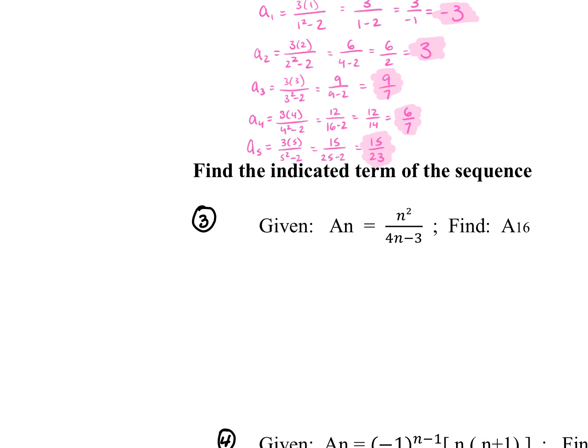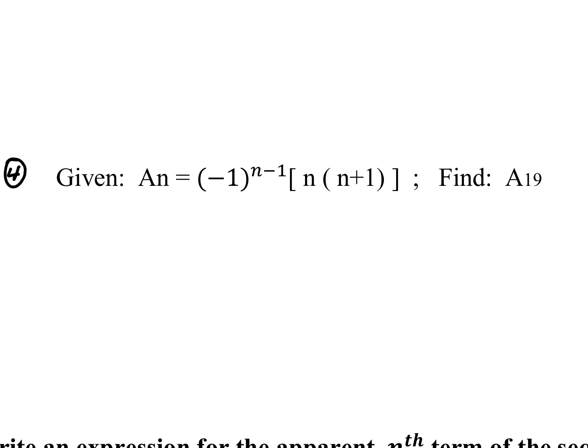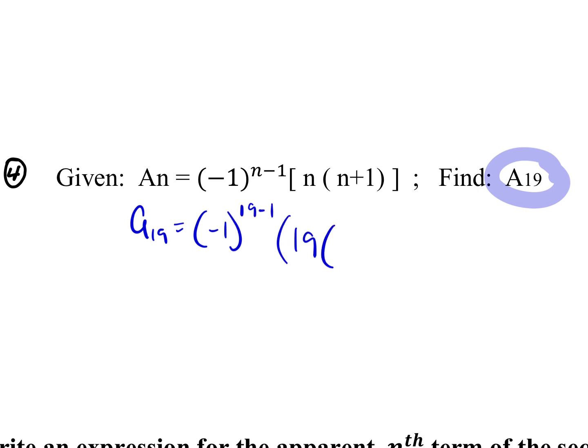Awesome. Next, let's look at number 4. It says given a sub n is equal to this equation, we have to find a sub 19. So we're looking for our 19th term. So we're going to plug in 19 into the n. So we have negative 1 to the 19 minus 1 power times 19 times 19 plus 1.